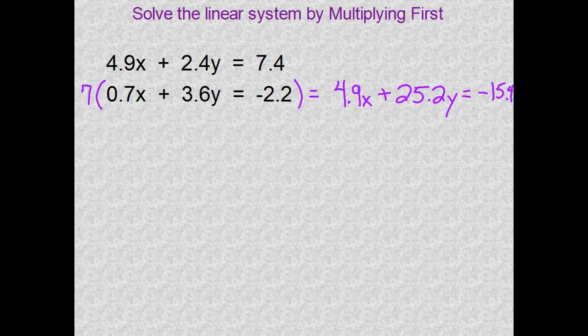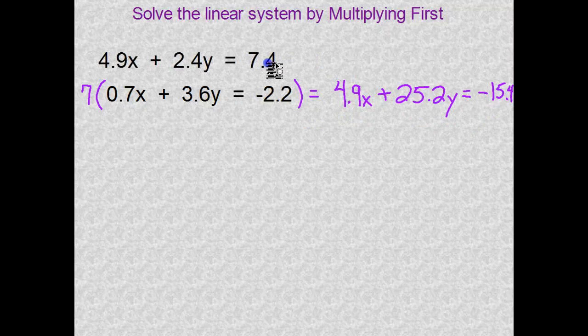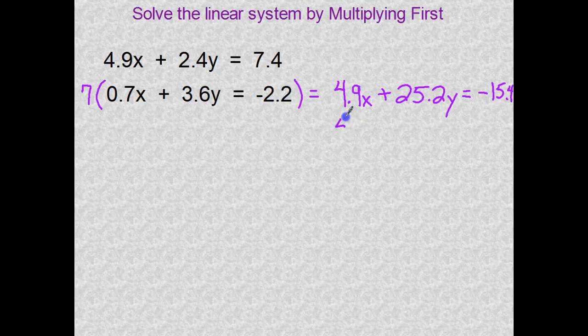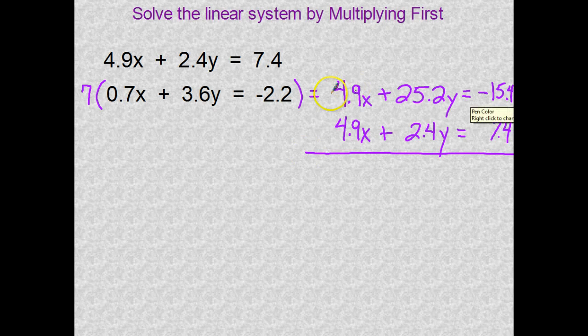Let's see what we have here. We're going to line up our second equation underneath it, and bring that under here. How's that going to look? 4 9/10 x plus 2 4/10 y is equal to 7 4/10. Let's choose an operation. Looks like I have common x's and they're both positive, so we're going to subtract. Let's subtract our y terms now. We're going to borrow, and we're going to have 22 8/10 y, equal to negative 15 4/10 minus 7 4/10.